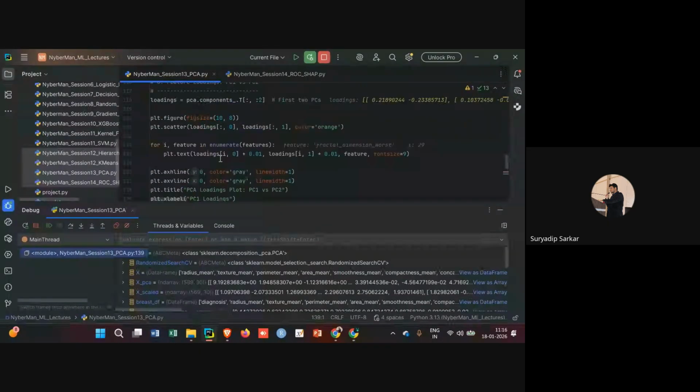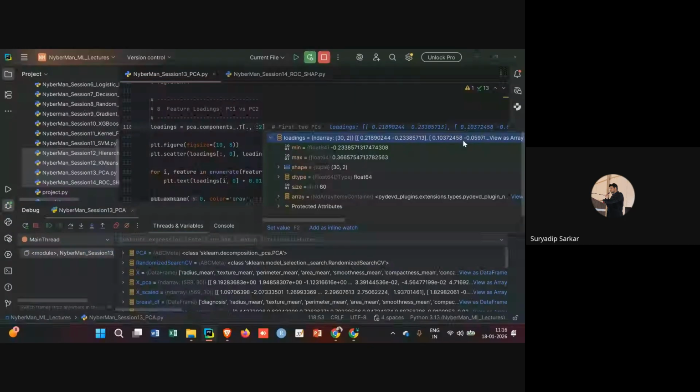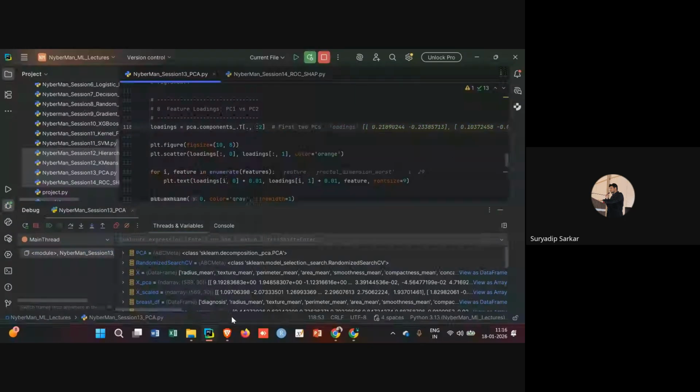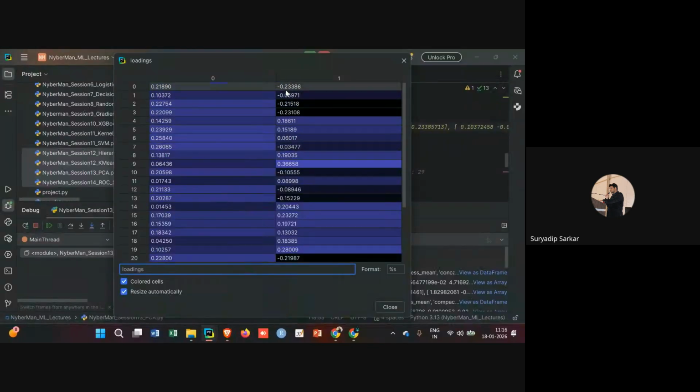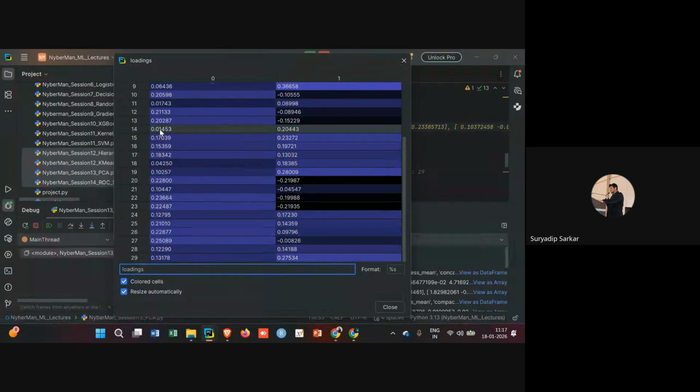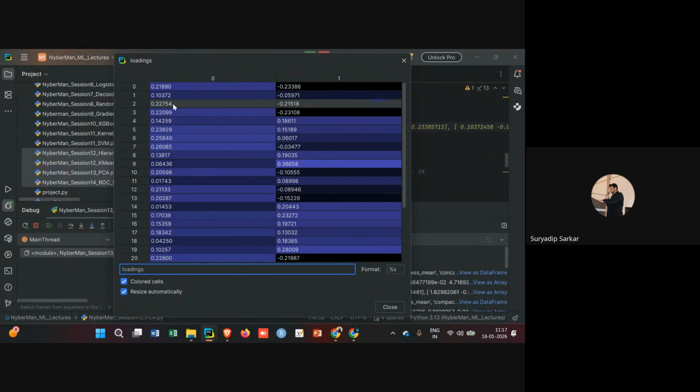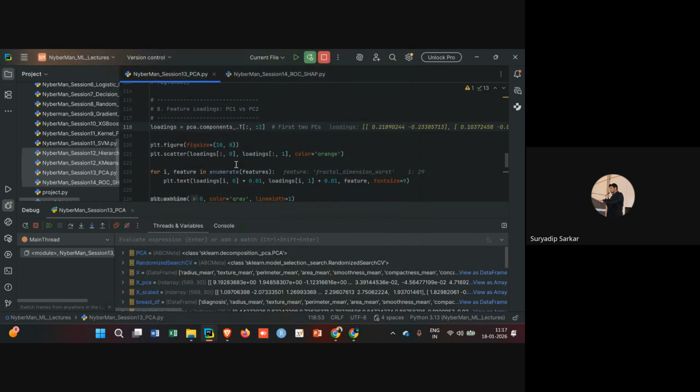Okay, and this is how exactly the loadings look. This is how the loadings look for each feature, right? For the first two principal components. These are the raw loadings that you can also investigate.